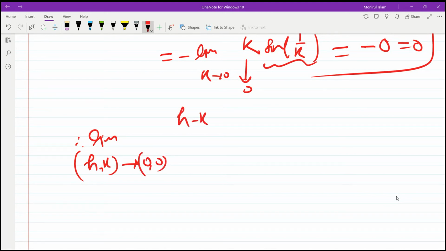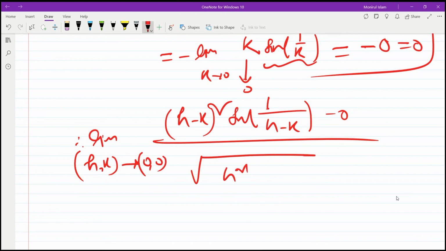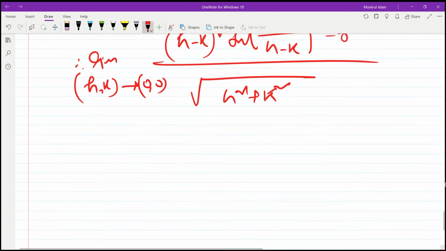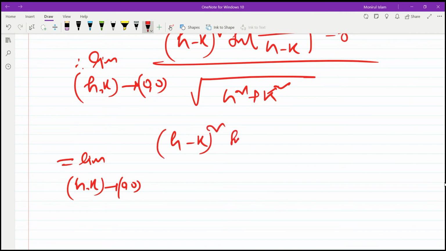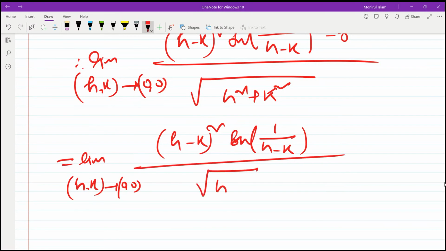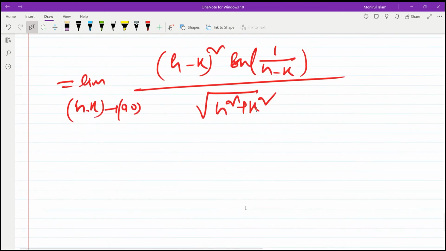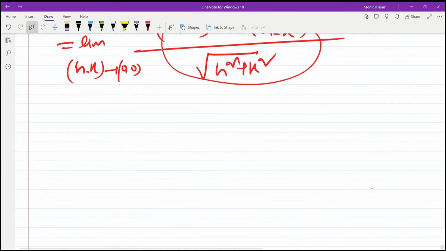This will become (h minus k) square sin 1 upon root under h square plus k square. The second part is 0. Now we take the limit as (h, k) tends to (0, 0) of (h minus k) square sin 1 upon root under h square plus k square. This limit you can easily solve; this limit is 0. Because if you take this function's modulus, you can easily find that this limit is 0.